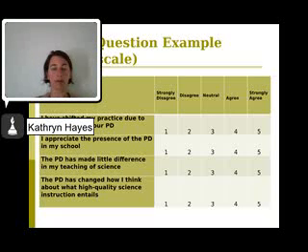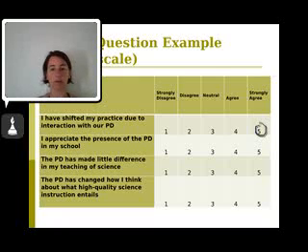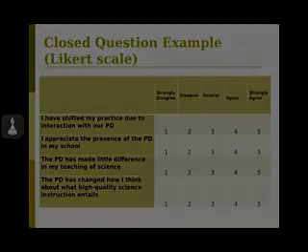This is an example of a closed question set. So you've got a Likert scale from strongly disagree to strongly agree, and a set of questions. I've shifted my practice due to interaction with this PD. I appreciate the presence of the PD in my school, etc. And a series of numbers that participants circle. Note that there's a neutral. Sometimes you want to have a neutral, sometimes you don't. So you have to really think about that.